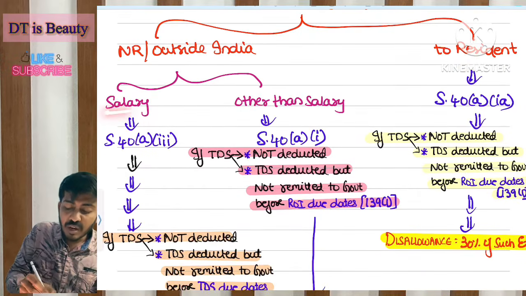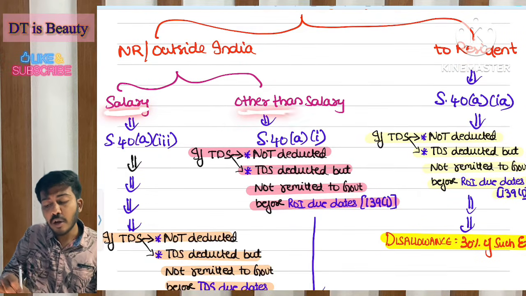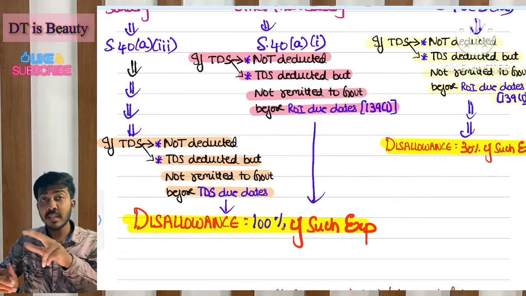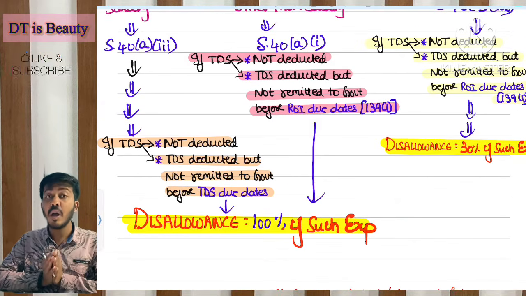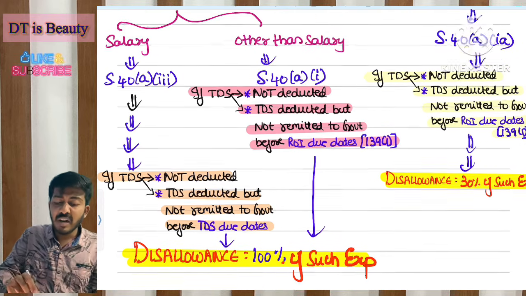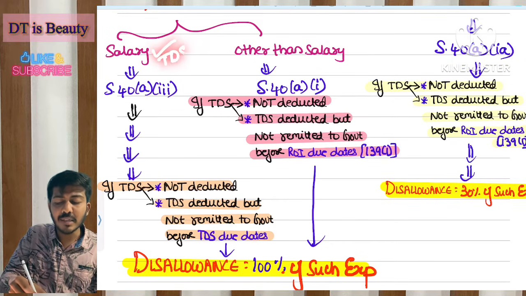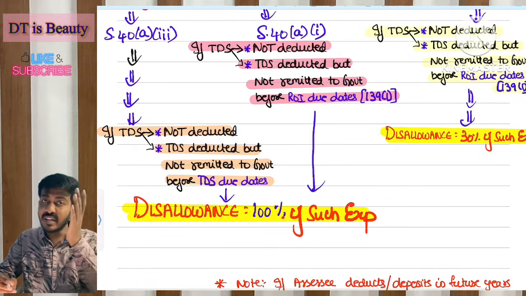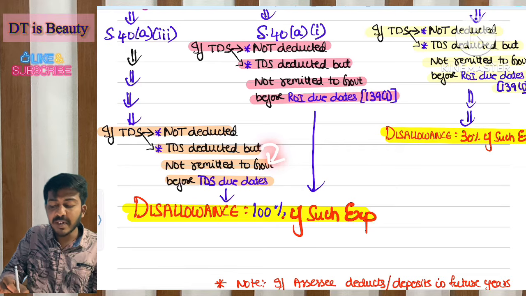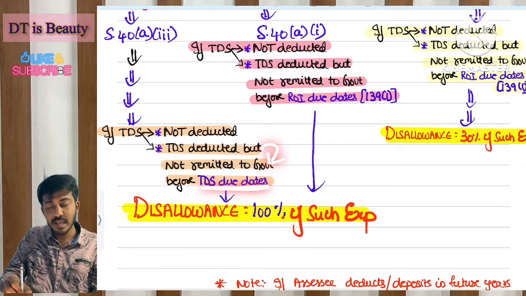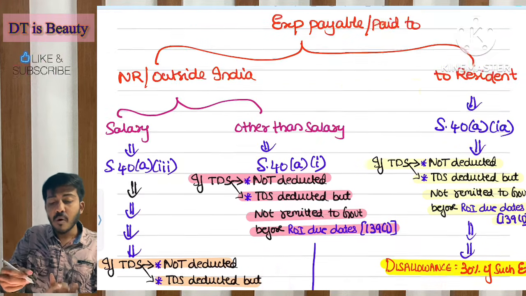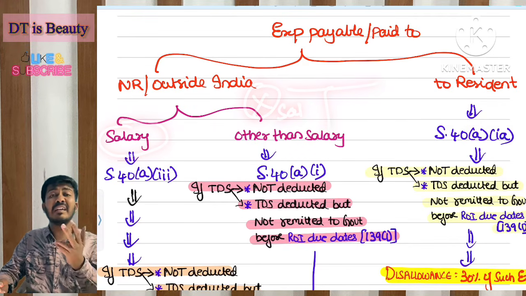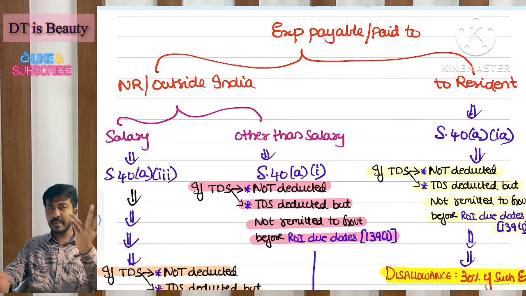Carefully see here. Whether you are paying salary to that non-resident or outside India, or you are paying other than salary. Come to the salary category. If you make two mistakes, 100% of expenses will be disallowed. What are the two mistakes, sir? Government says that you should deduct TDS on this salary, but you have not deducted. So, not deducted TDS, or you have deducted the TDS, but you did not remit it to the government before TDS due dates. If you do these two mistakes, whatever salary you have debited inside the P&L, 100% will be disallowed. Simple.